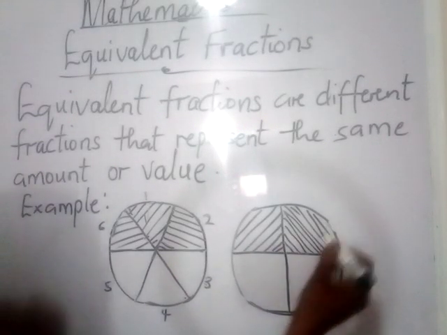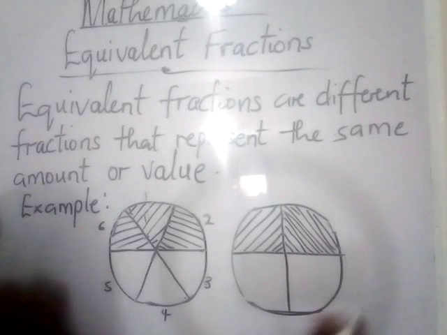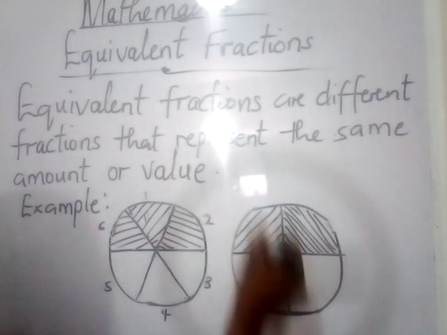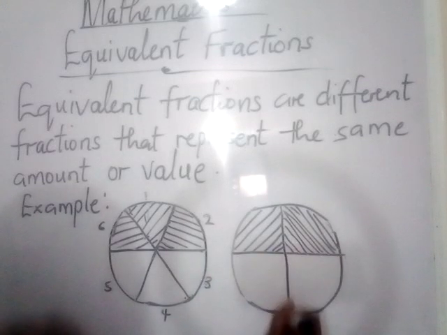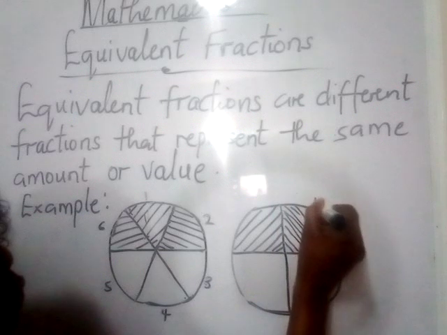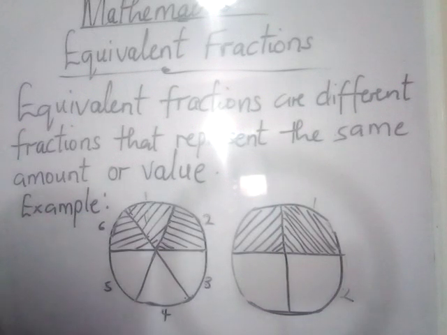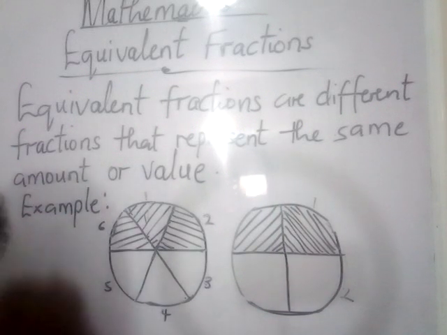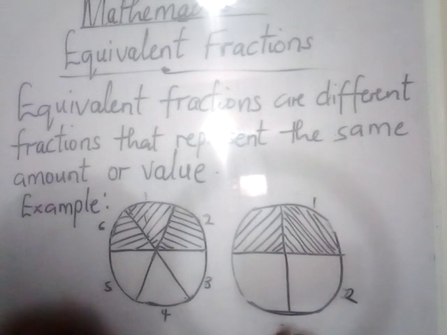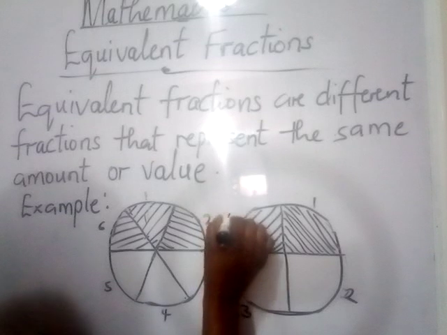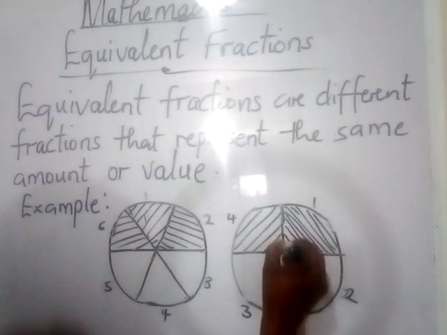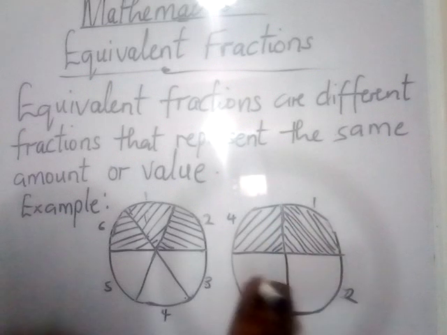If we look at this circle, it's exactly the same size as the first one. But if you look at it closely, you will find that this second one is shared into just 4 parts. It's shared into 4 equal parts. So this is it. 1, 2, 3, 4.